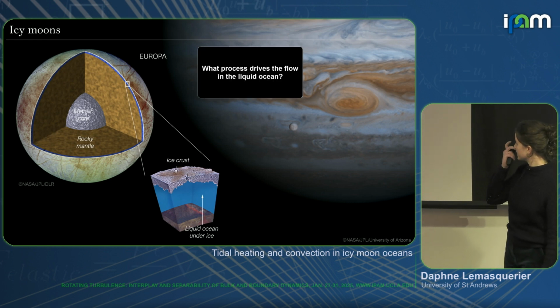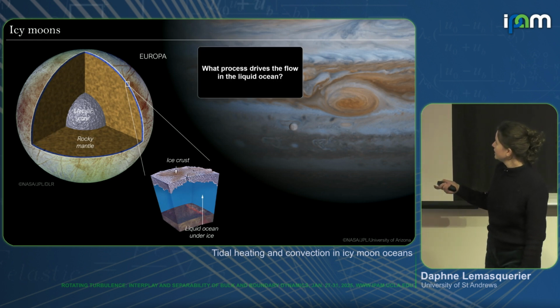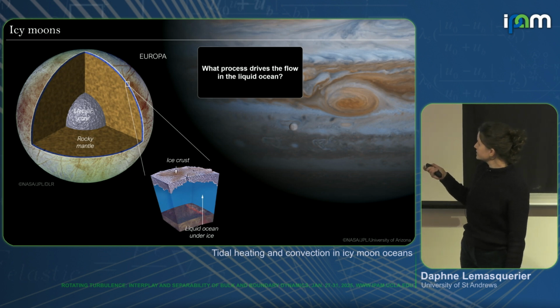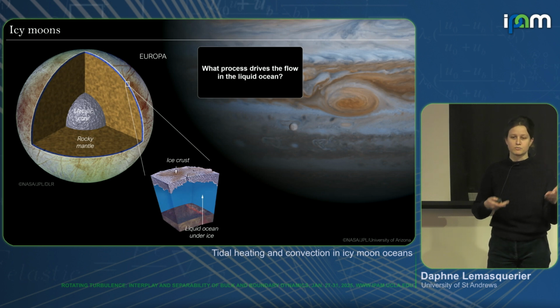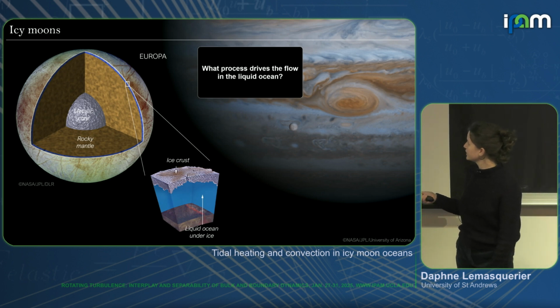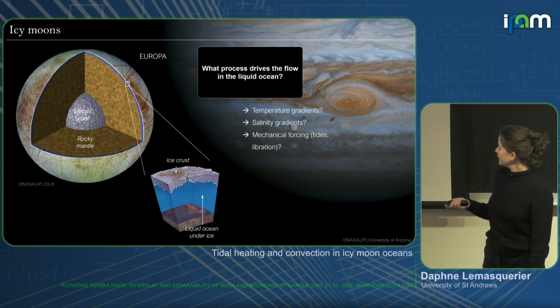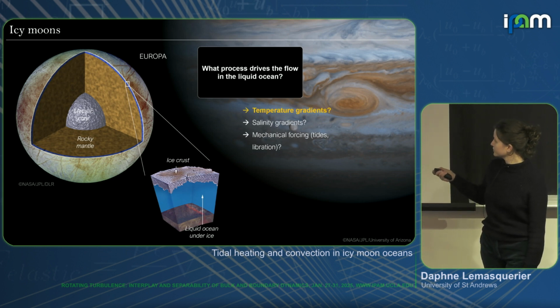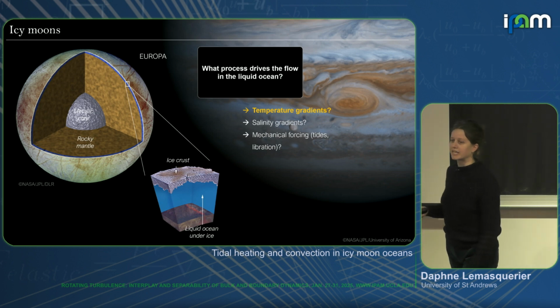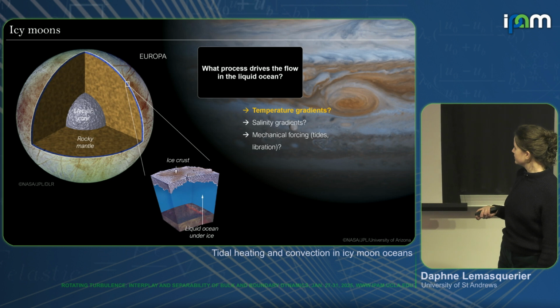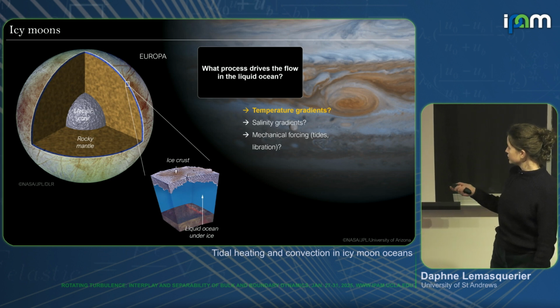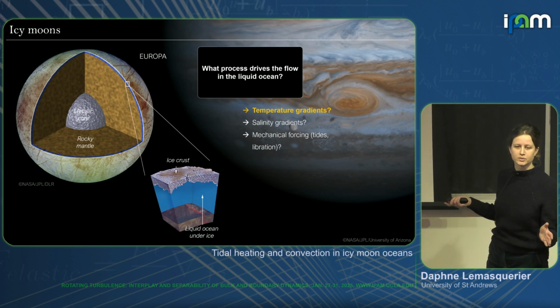So I've listed here some global key questions. As Krista pointed out yesterday, we don't really know what processes drive the flow in these oceans, or at least what the dominant processes are, how they organize, how they compete with each other. So we're talking about mostly thermally driven flows, salinity-driven flows, or mechanical forcings that Michael is going to talk to us about in the future. Today, I'm focusing mostly on thermally driven flows, but of course, bear in mind that this is only one possibility.